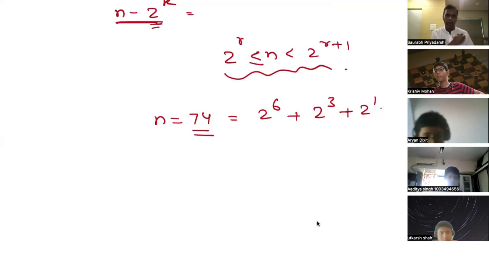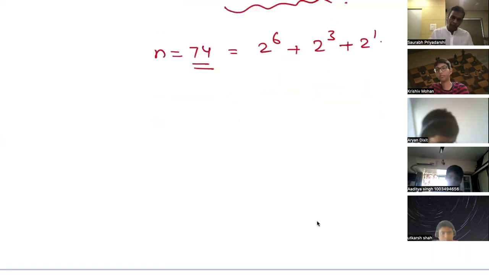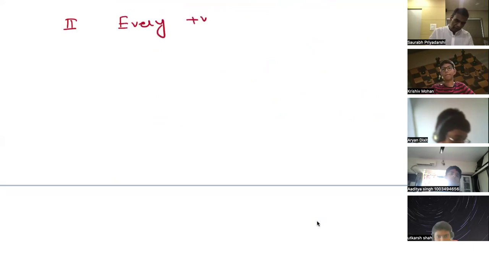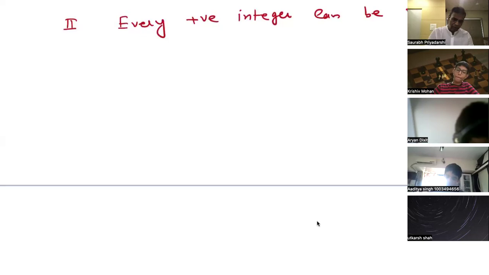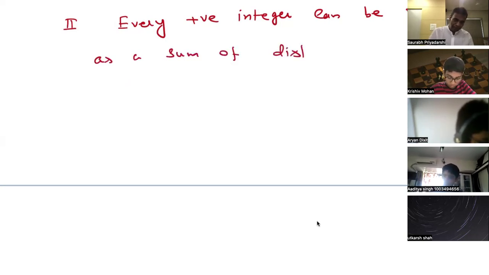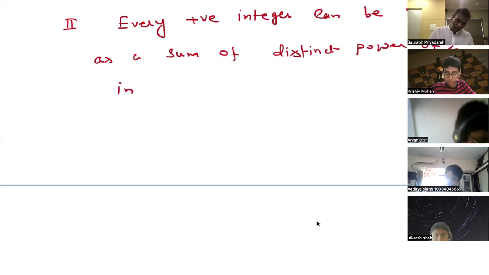The second theorem. Theorem 2 is: every positive integer can be written as a sum of distinct powers of 2 in only one way.